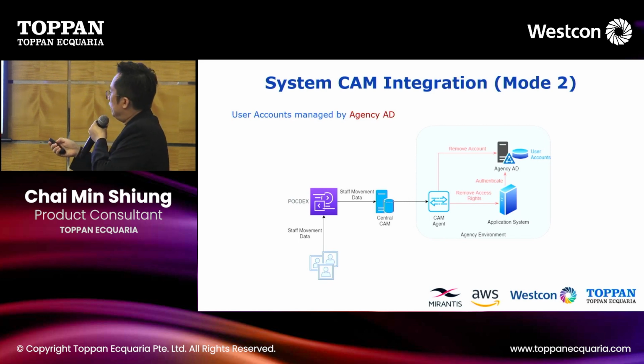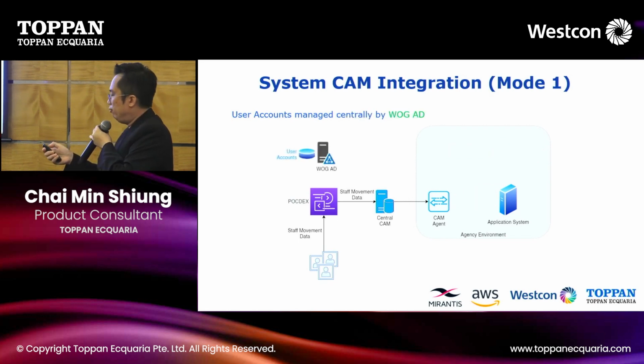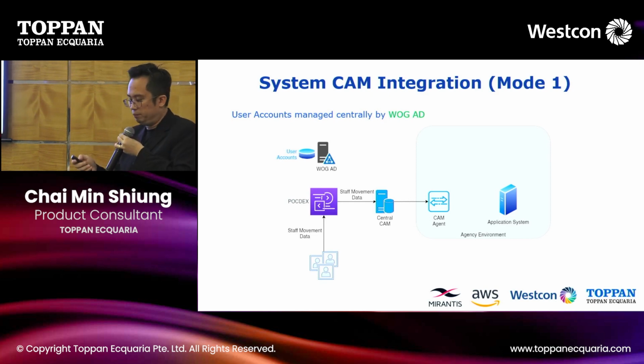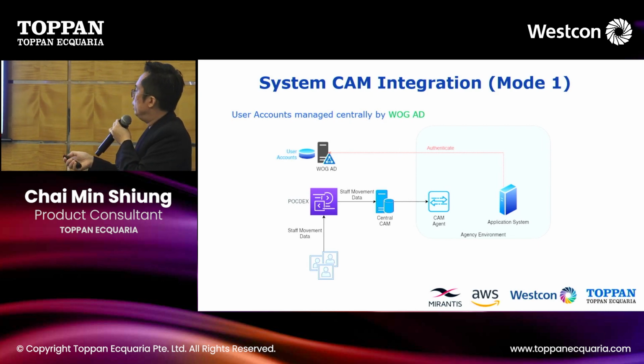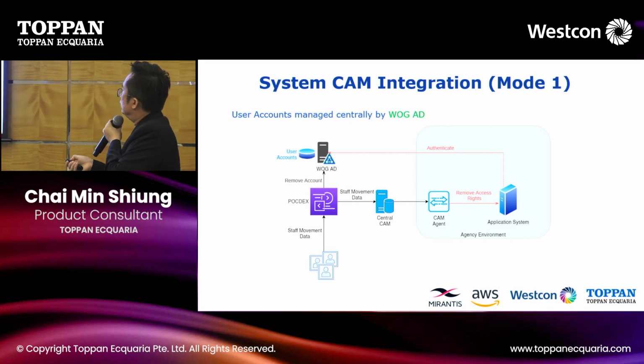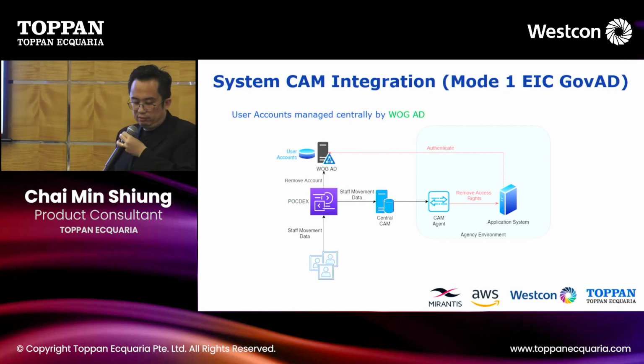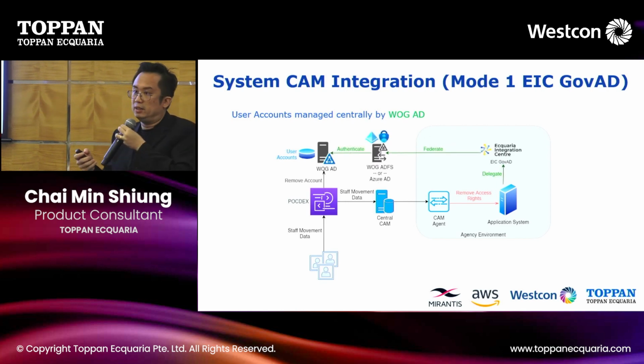But what GovTech recommends is to have user accounts managed centrally by your WOG AD, whereby all your application systems will authenticate directly with the WOG AD. Again, same example in terms of any staff movement, CAM can inform you. CAM will first remove the account directly from WOG AD, so you don't have to handle it at the agency level. You only need to be concerned about, again, removing the access rights. So how does EIC GovAD come in? EIC GovAD will perform this authentication for you.